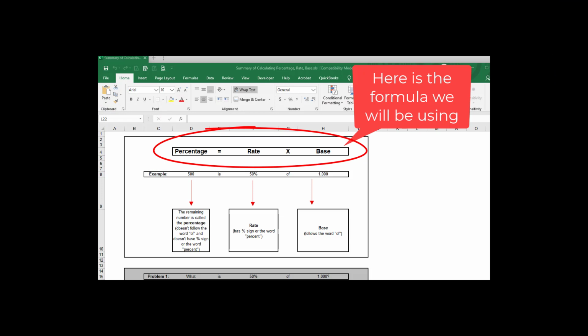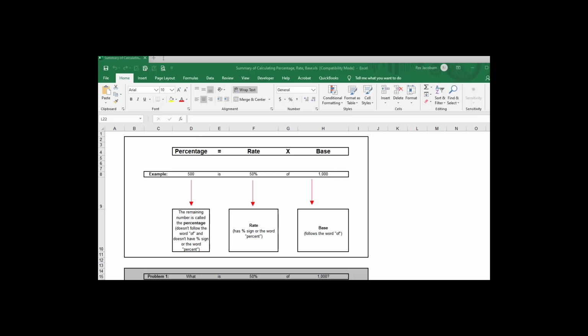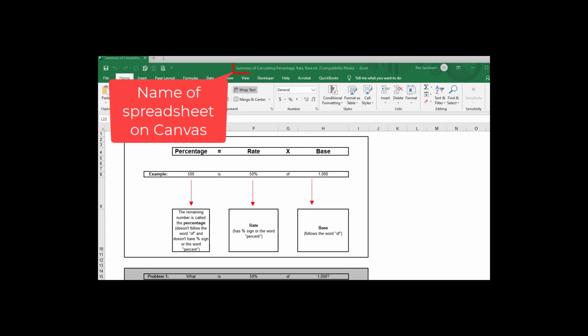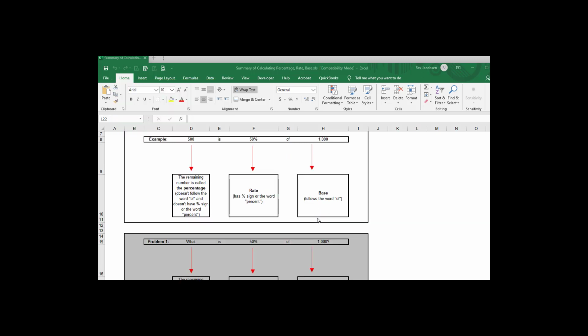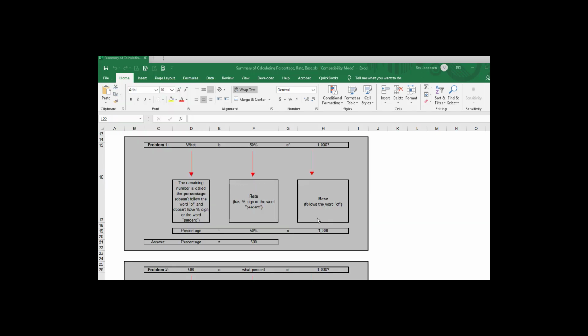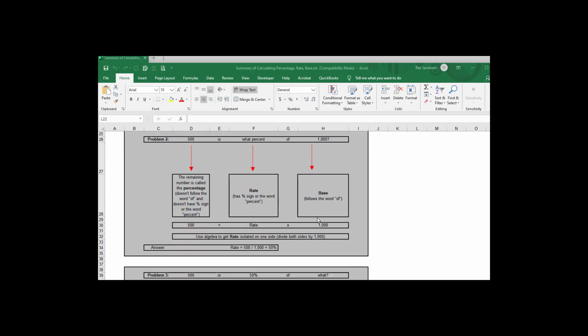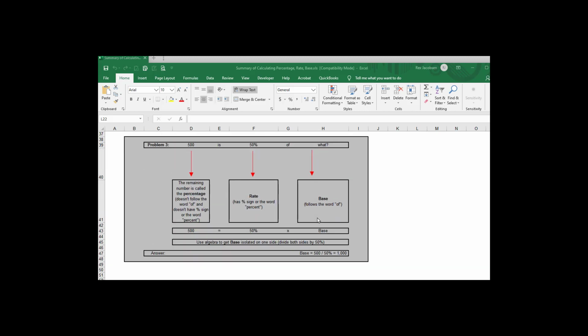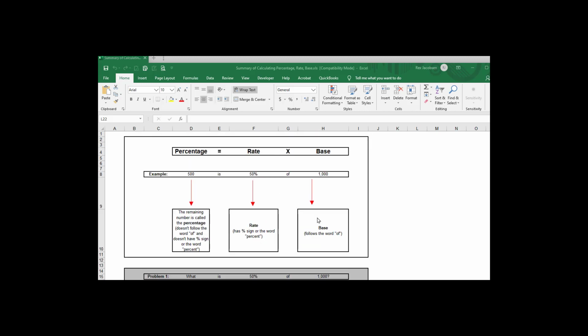Okay, before we start using the formula, percentage equals rate times base, we first need to be able to identify each variable. Now this document that we're looking at is an Excel spreadsheet that I have put on Canvas for you, and it's called Summary of Calculating Percentage, Rate, and Base. And down in gray, we have three different examples of solving for all three variables. But before we can do that, we need to be able to determine which variable is which.